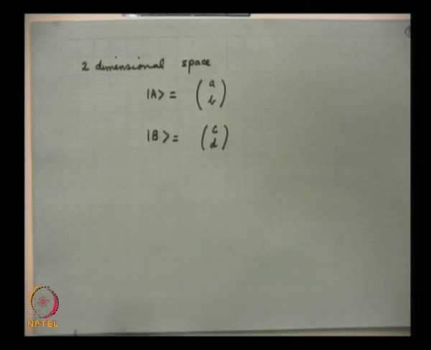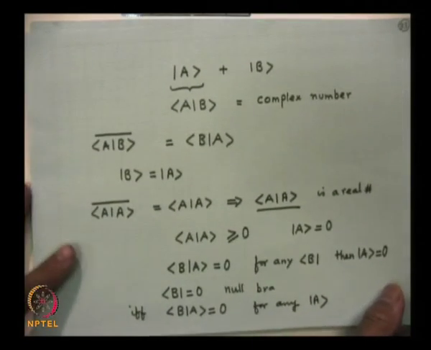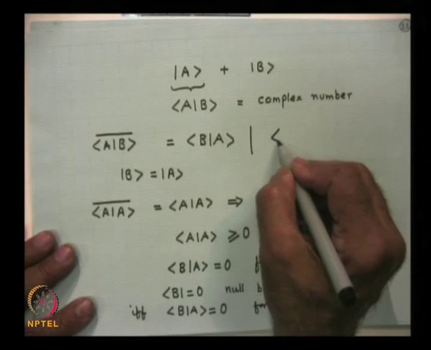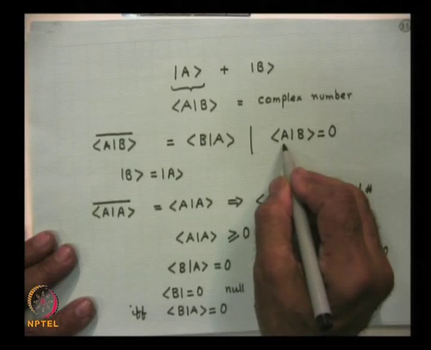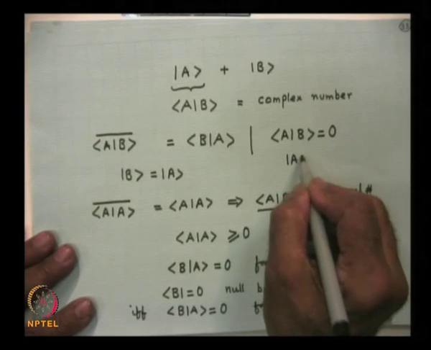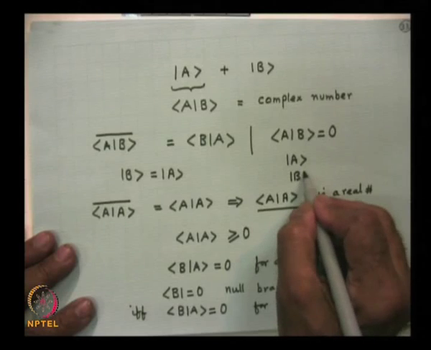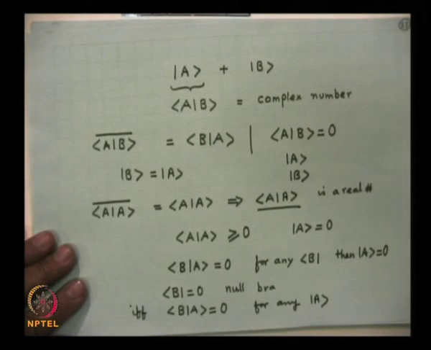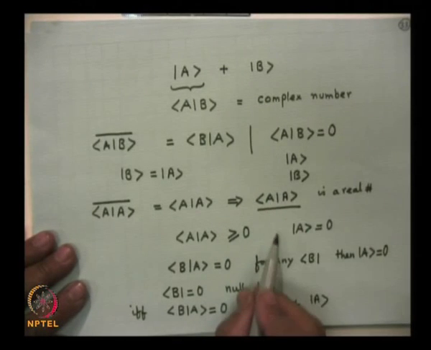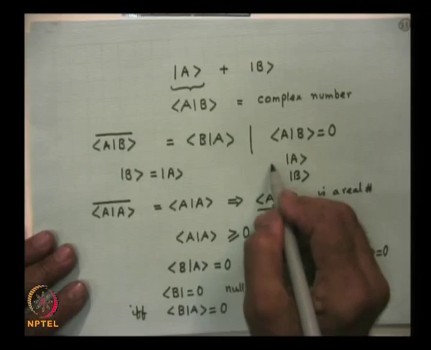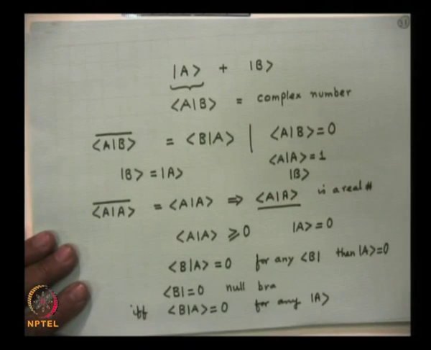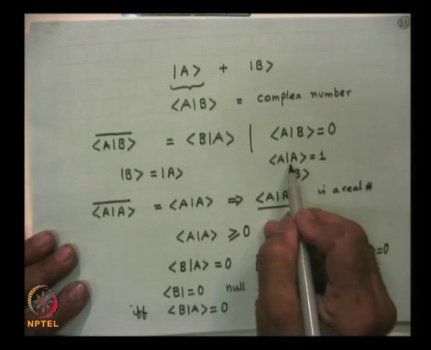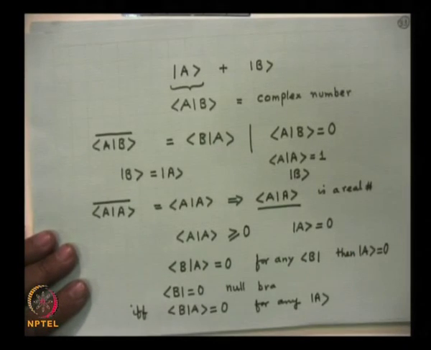I forgot to mention here that if bra A ket B is 0, then ket A and ket B are said to be orthogonal to each other. The scalar product is said to be 0. If bra A ket A is 1, then we say that the ket vector is normalized.